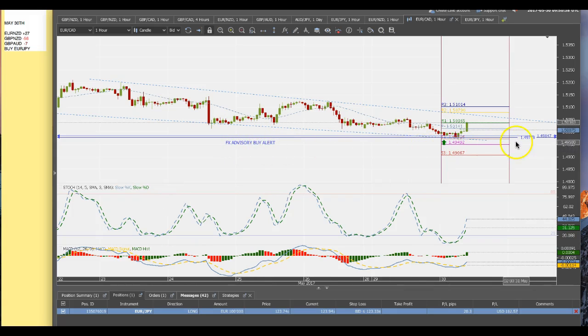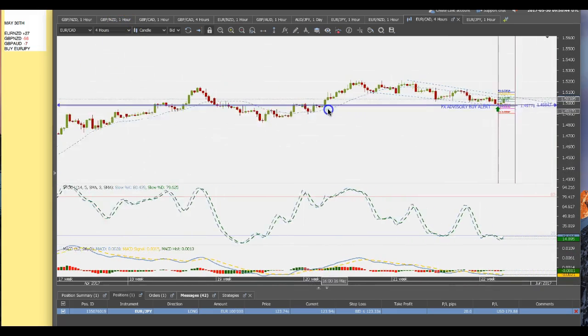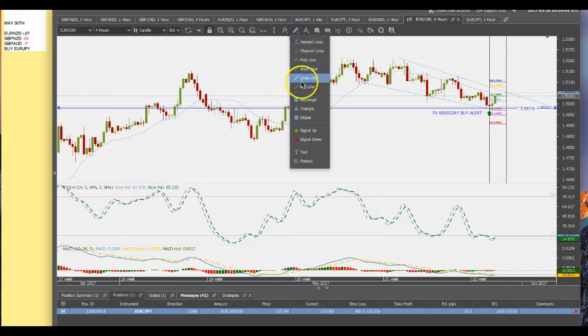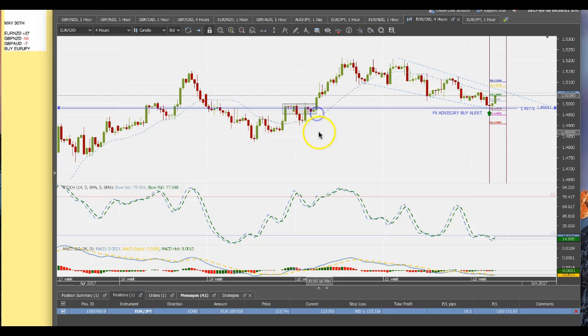Advisory buy alert was at 149.77. And if I go to the 4-hour chart, I notice that this level is a prior resistance turned support all the way back here on May 15th. And remember, price has memory, and it rallied, and what did it do? It came all the way back down to the previous resistance level, now a support.